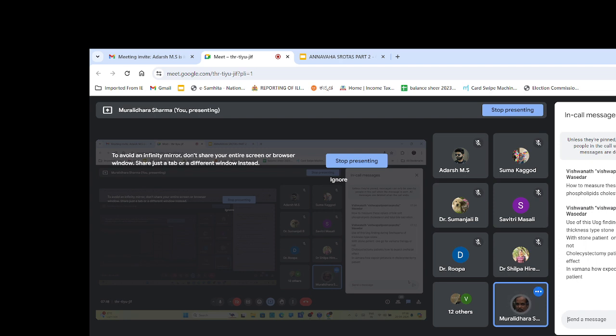Then the use of the USG finding during snehapana of thickness type stones. I think the thickness of the gallbladder wall doesn't change in a day or two. It cannot just reduce or increase. It is suggestive of a chronic inflammation. So I do not expect a change to occur during the snehapana, though I don't have any direct experience of studying that kind of issue. But theoretically, it may not change. It's not expected that the gallbladder wall thickness can be changed.